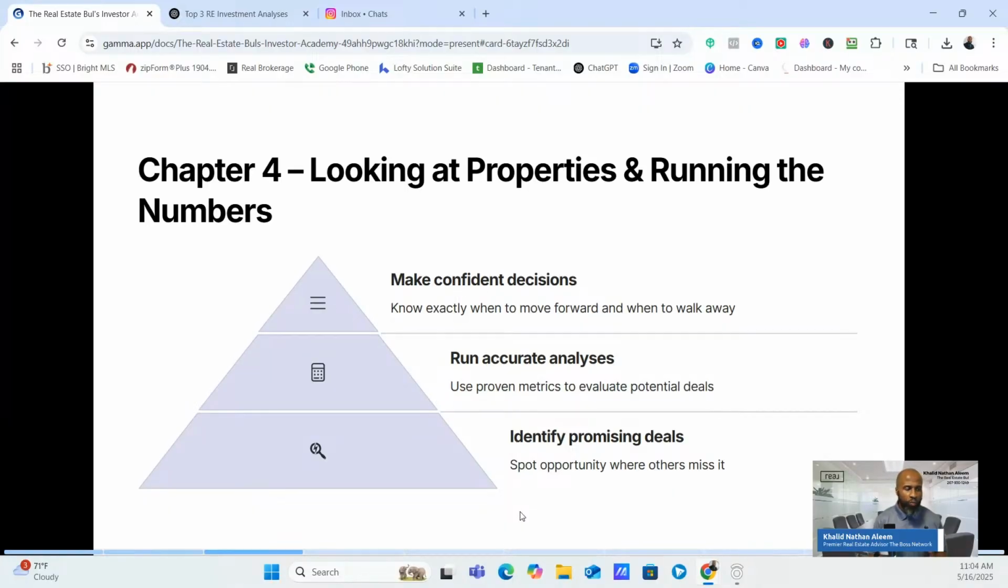Okay. Now, why are we setting this up? We want to make confident decisions. Know exactly when to move forward and when to walk away. That's so important because, and I'm gonna tell you this from personal experience, if you're hot and heavy to buy a property, that can get you in so much trouble. I did that one time.